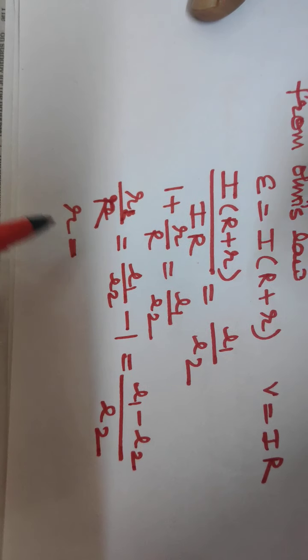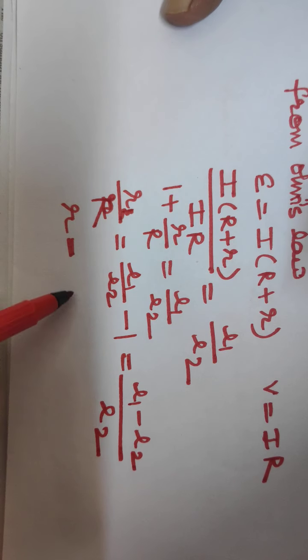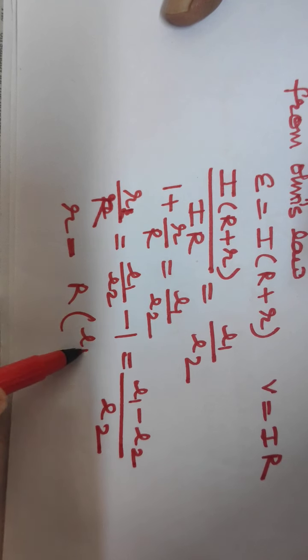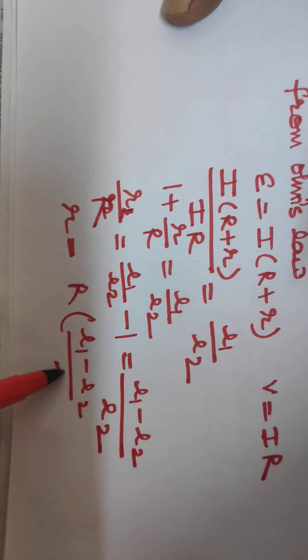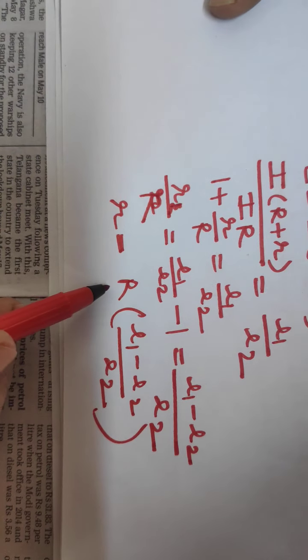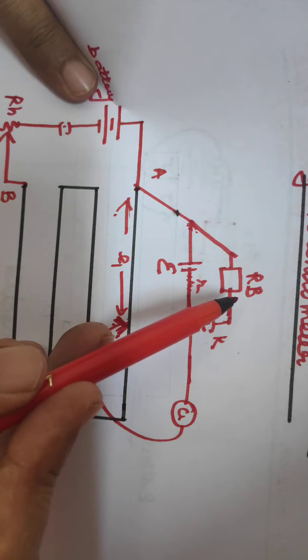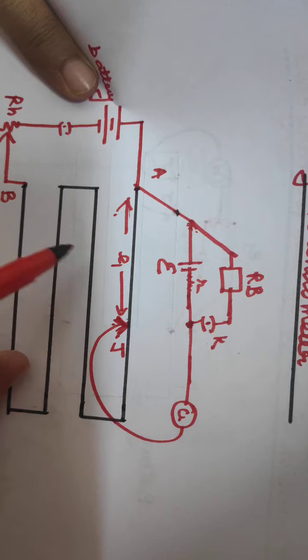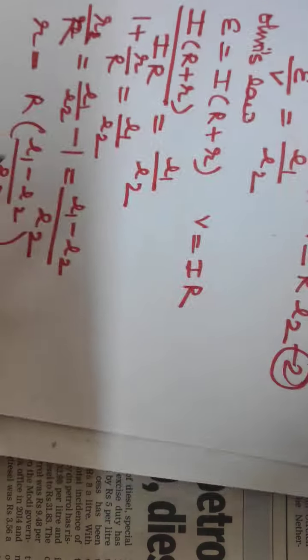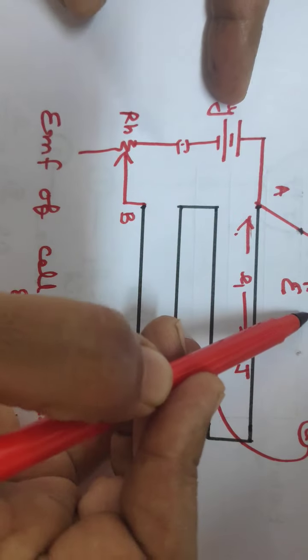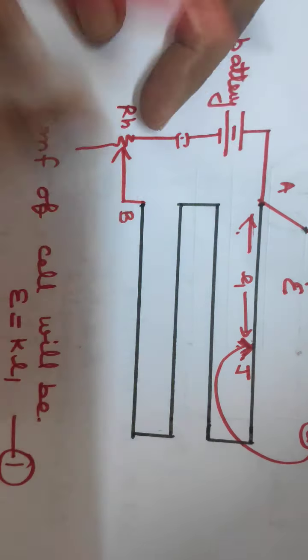So r equal to R (L1 minus L2) upon L2. Capital R resistance, this resistance we know, and the lengths L1 and L2 we know, and we can find out in this way the internal resistance of this primary cell.